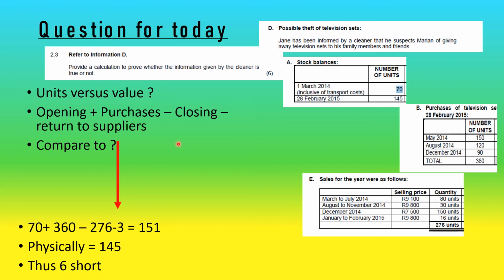And physical is what you actually go and count to check what you've had physically. So you can see your opening balance was 70, then you purchased 360, and then you sold 276, and you returned 3 back to your suppliers, right? And that should give you a total of 151 versus what you've got, which is 145. That means that the cleaner is correct and you do have 6 missing.